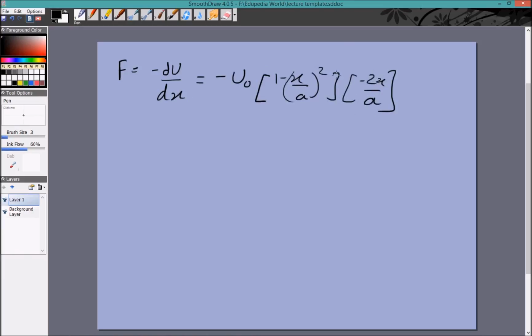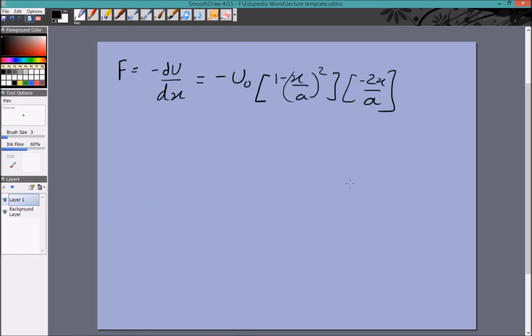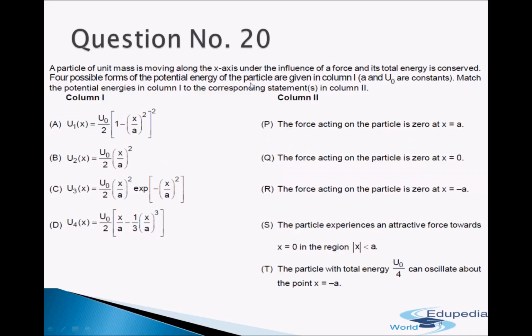We see that it's 0 at x is equal to minus a, 0 and a. So the first three options are correct. Then we want to find out if it experiences an attractive force. So if x is positive, in that case the force is positive. So there is no attractive force in this case, right? There is a repulsive force, in fact, away from the origin.